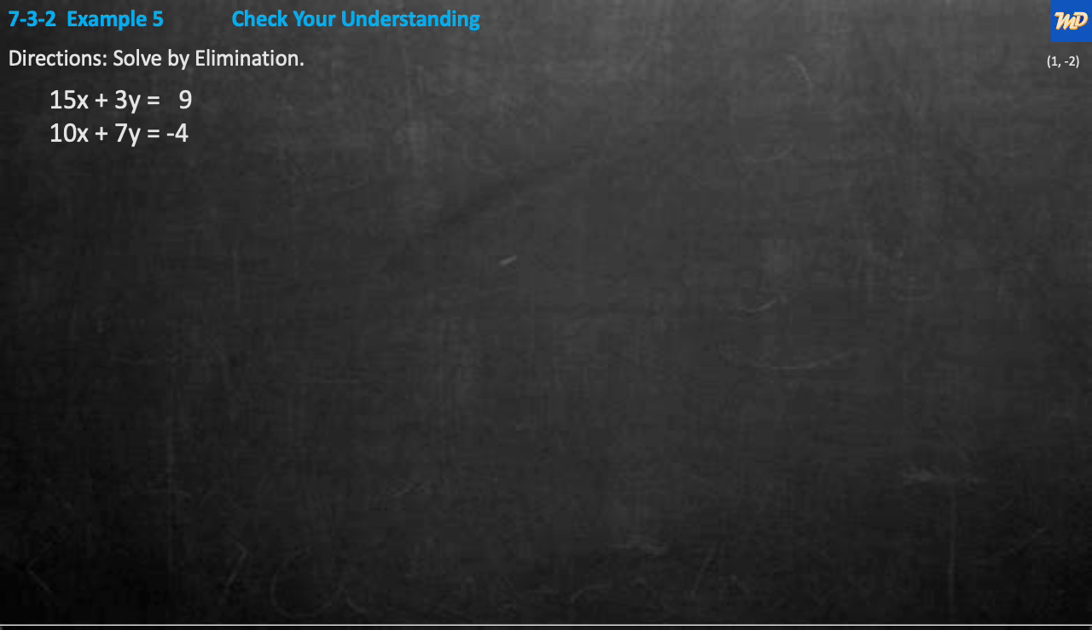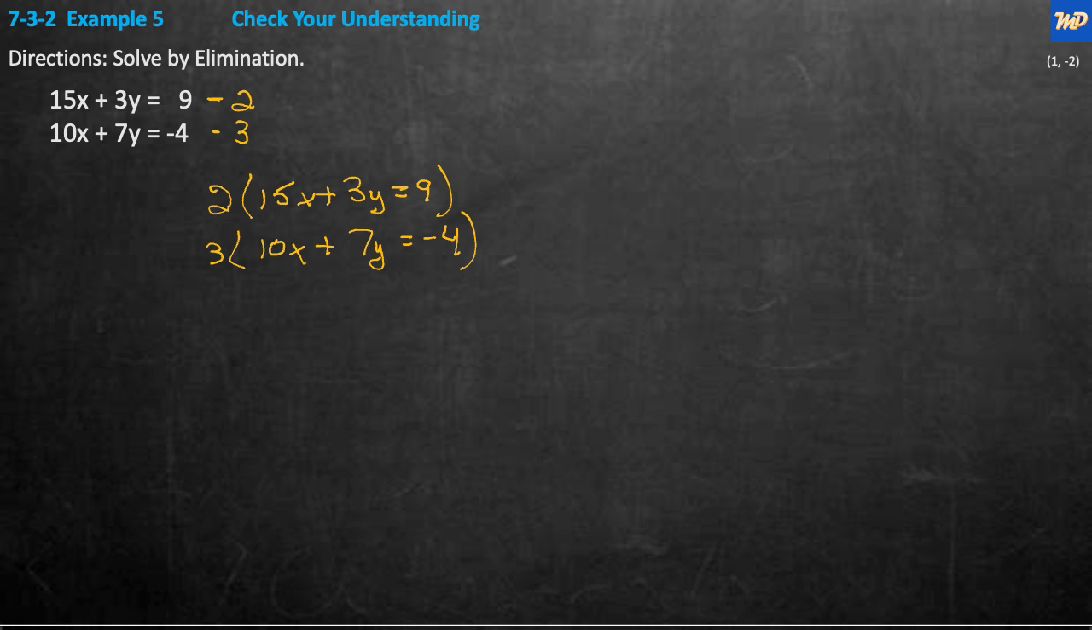I'm going to multiply the top equation here by 2. So I'm going to say 2 times (15x plus 3y) equals 9. And then I'm going to multiply the bottom one here by 3. So I'm going to say 3 times (10x plus 7y) is equal to negative 4.